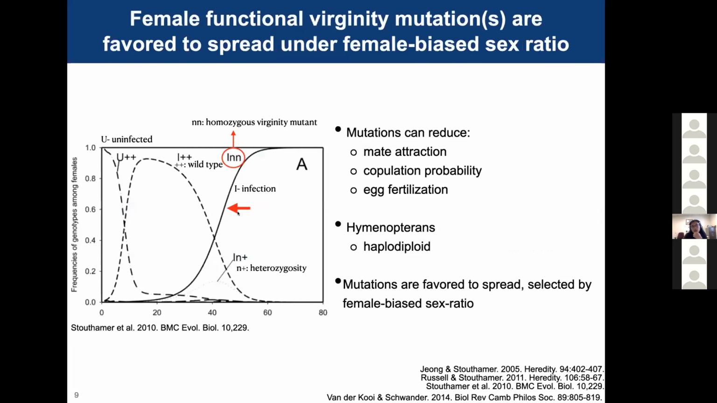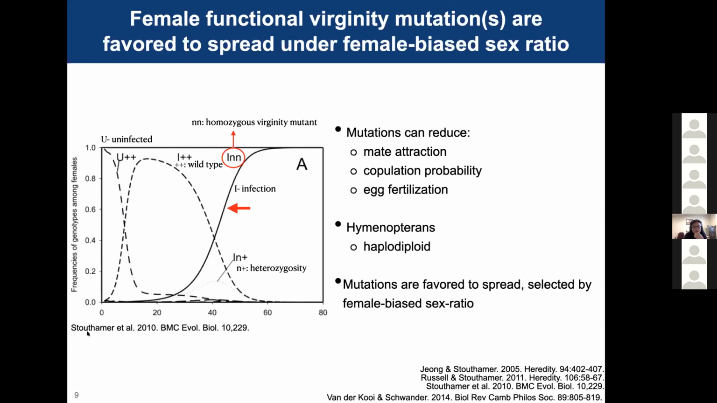Another thing is that this mutation is favored during the early spread of facultative asexuality. During this early stage, there is a highly female-biased sex ratio. This would select for females that, when these mutations occur, produce more sons.